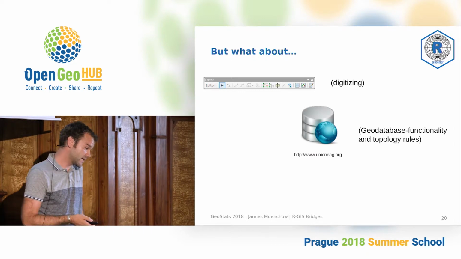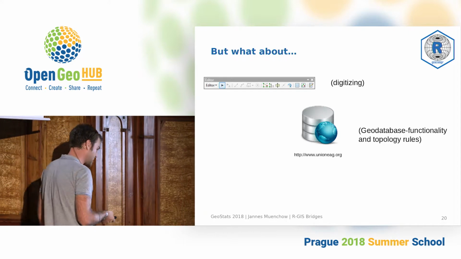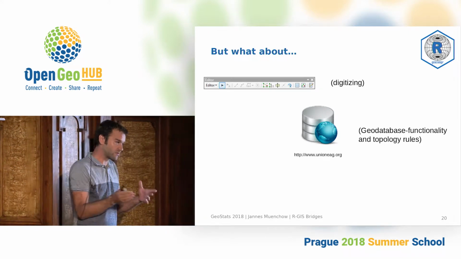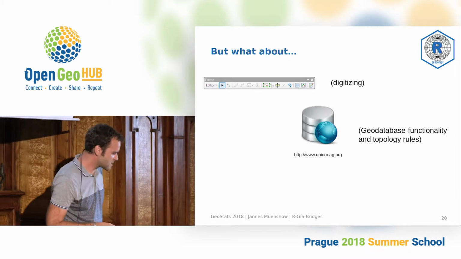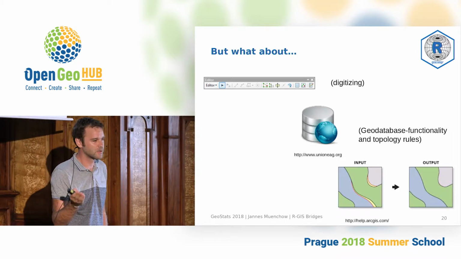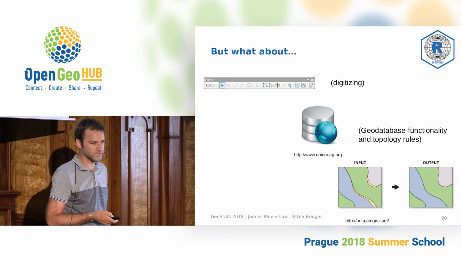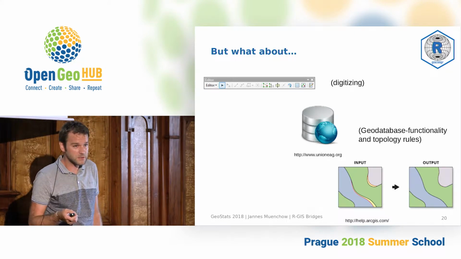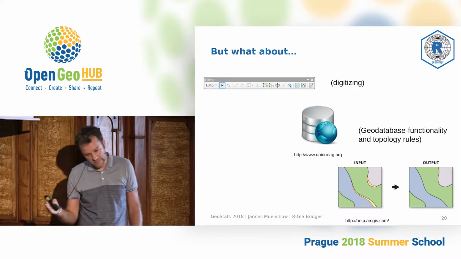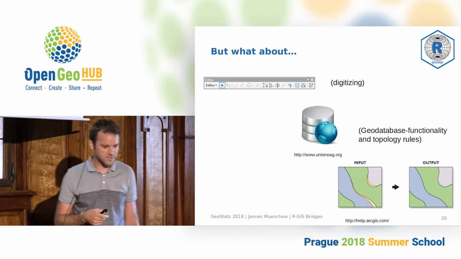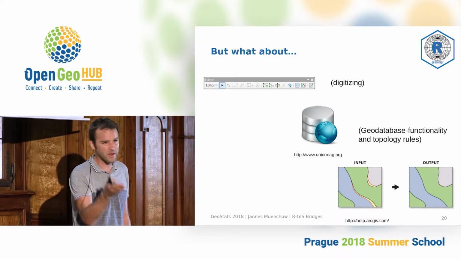R is not a spatial database, but you can access spatial databases from within R. We won't talk about this today, but it is also possible. And R is a spaghetti GIS, so it doesn't support topology. And if you need topology or topological functions, then you can access them from within R. My first approach would be to use GRASS and then R-GRASS 7.